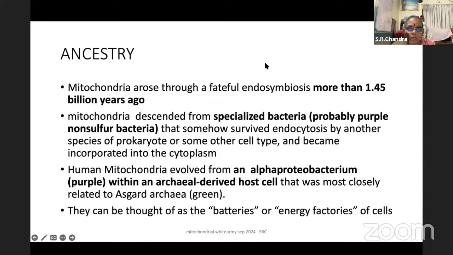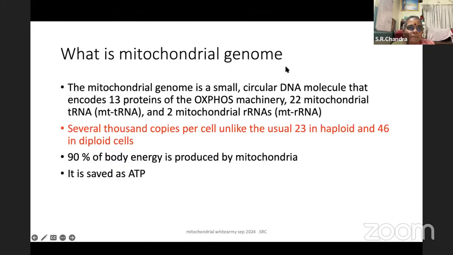And human mitochondria evolved from an alpha proteobacterium with an archaeal derived host cell. It's an algae that was mostly related to Asgard archaea. And they can be thought of as batteries or energy factories of the cell. So what happened is another living organism got into another living organism via endocytosis, and that became converted into the energy machinery for that living cell. In human beings also, the same process happened, and this got incorporated through an algae, and then it became the battery of the human cell.